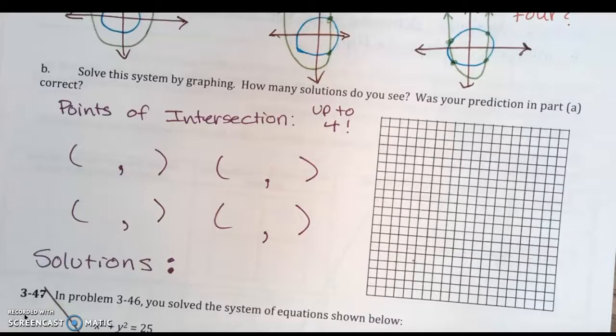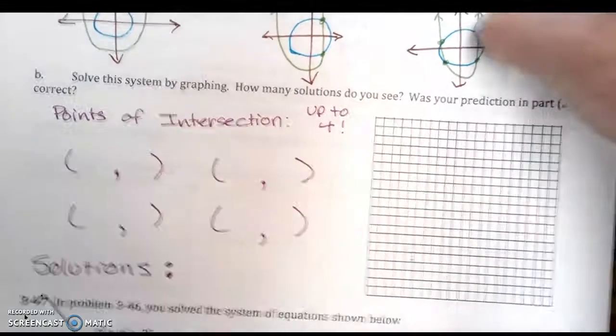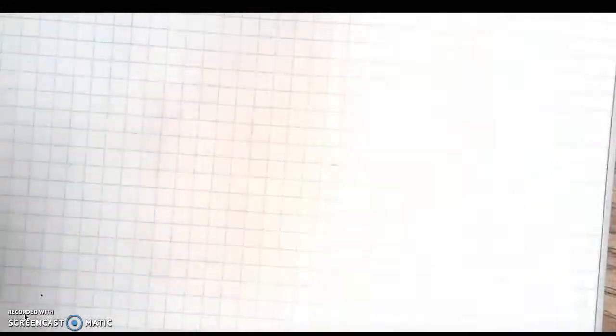Question number 47, you can skip. Just cross it off and write skip. And then turn backwards to page 12.